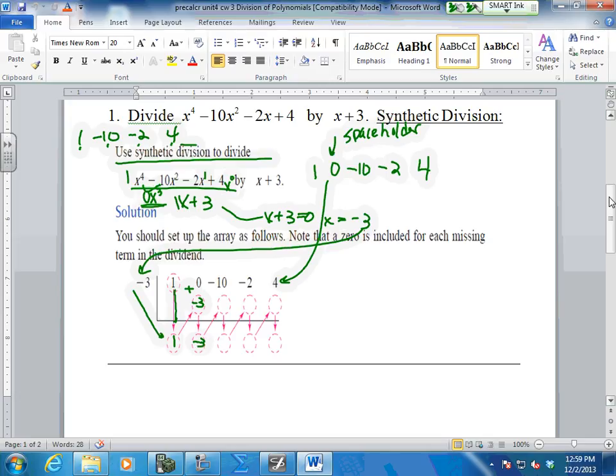Negative 3. Now we're going to multiply again. Ready? Negative 3 times negative 3. Look where it goes. To the right here. 9. Add down. What do you get? Negative 1. Okay? Again, pattern. Negative 3 times negative 1. 3. It goes right here. To the right. What is negative 2 plus 3? 1. And the last one, negative 3 times 1 is what? Negative 3. Diagonally you multiply. Add down. 1.